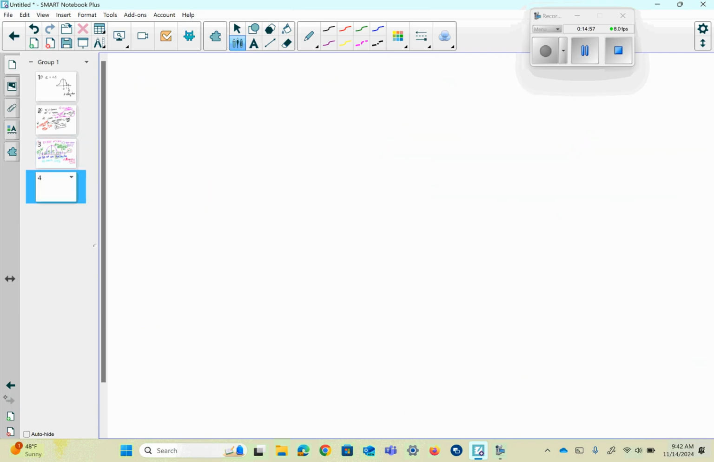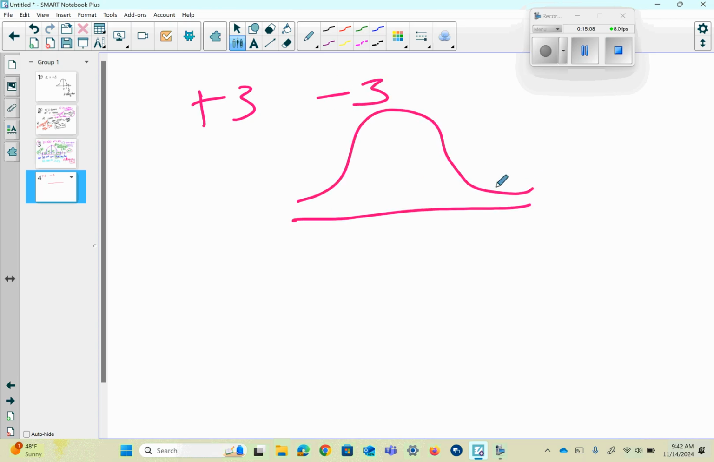Backside, answer true or false for each. A normal distribution touches the x-axis at +3 and -3. Does my normal curve touch here and here?